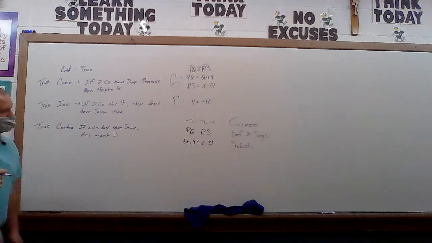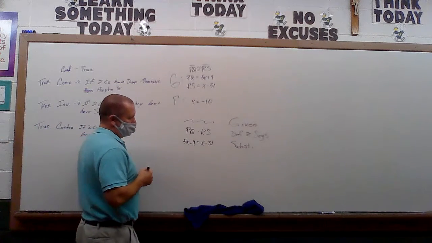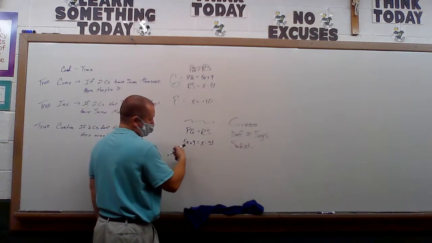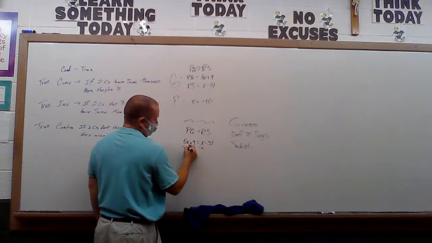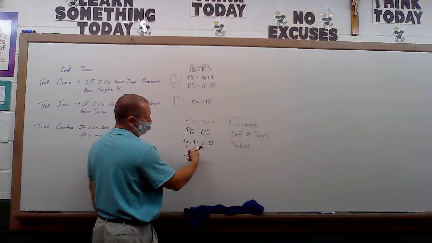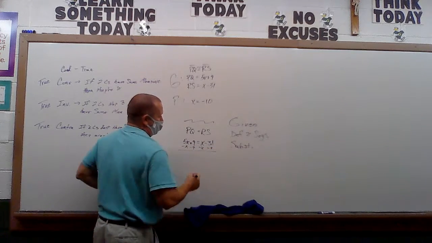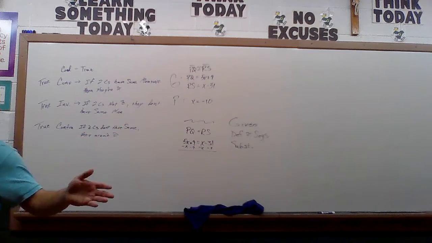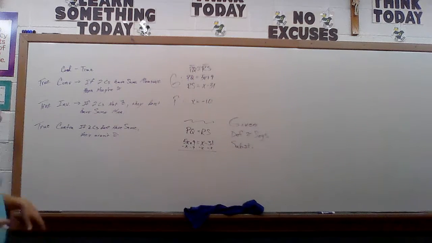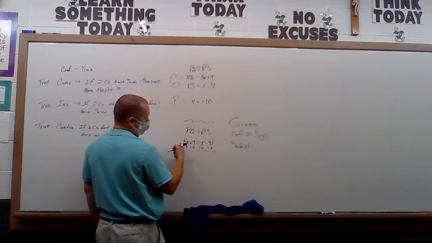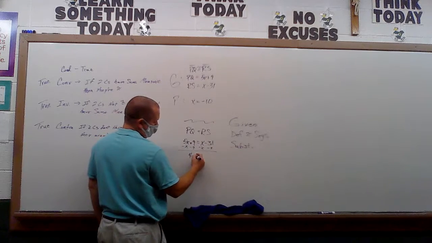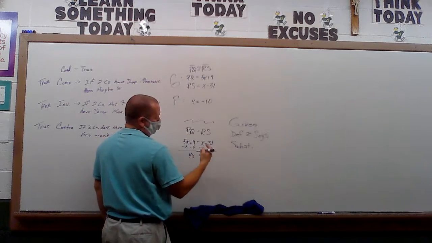How do I get x? Or how do I combine my x's? I'm going to subtract it. If I subtract my x's to one side, I'm going to take my numbers to the other side. So I'm going to subtract 9. So here you have to decide if you're going to do this in one step or two steps. Which is fine. So 5x minus x, -31 minus 9.